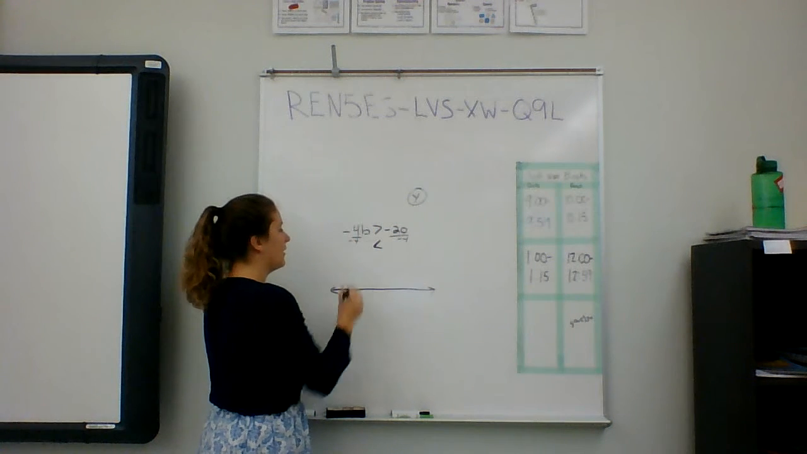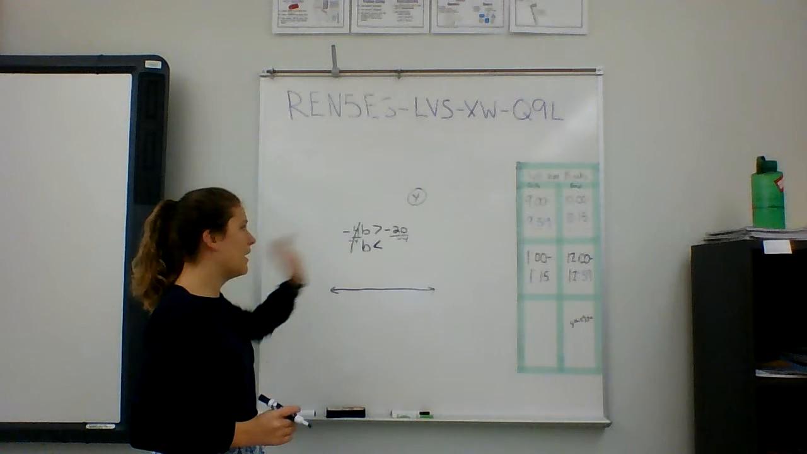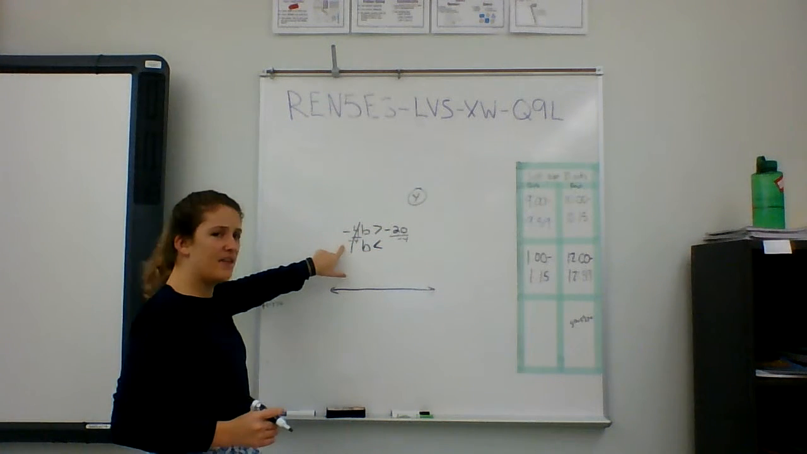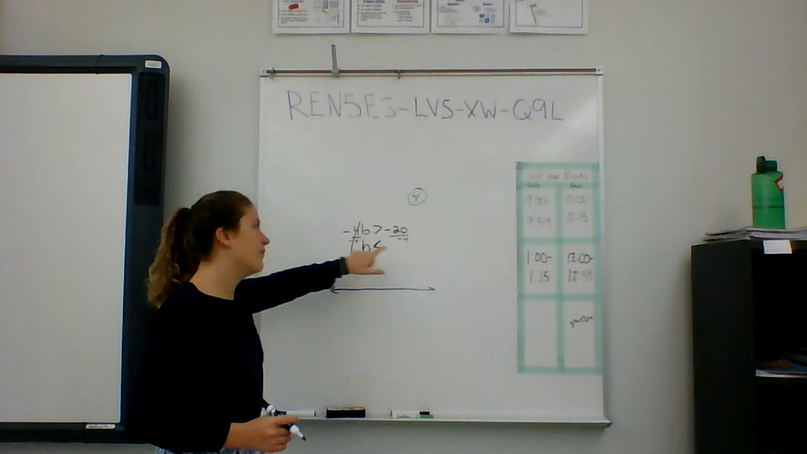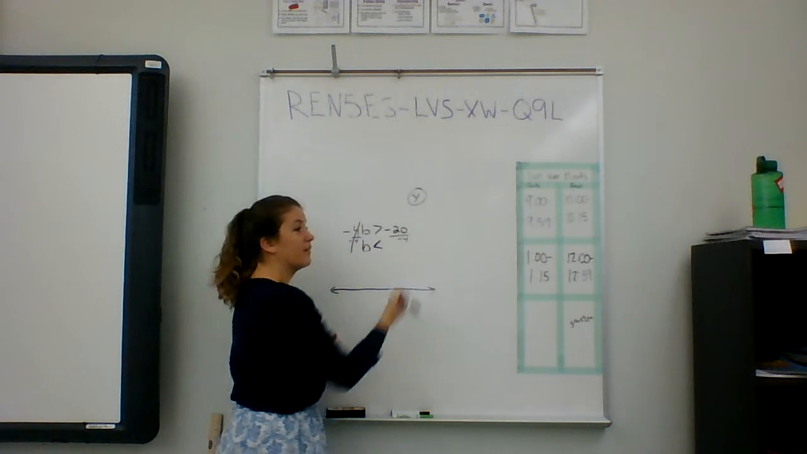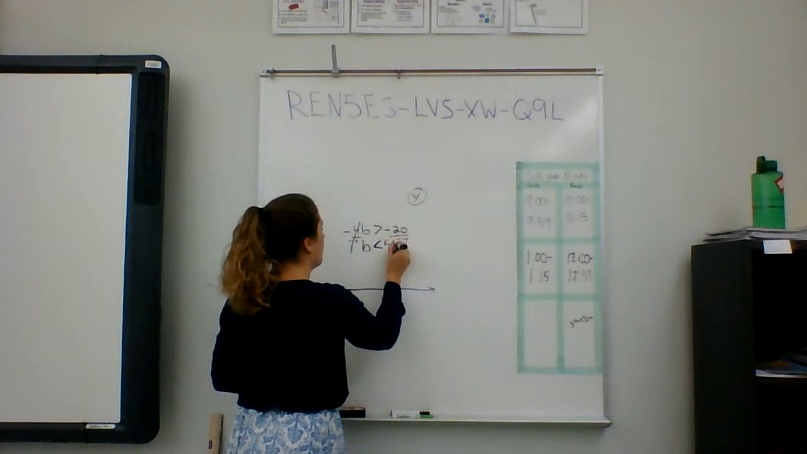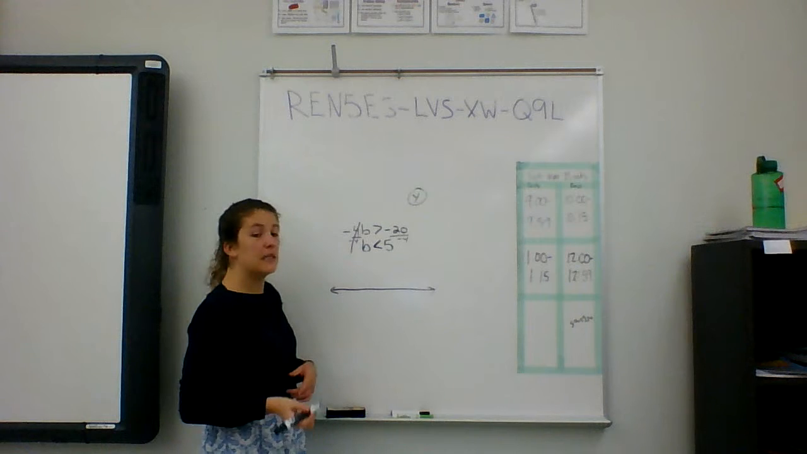And again, I'm dividing by a negative on each side. The negative 4 divided by negative 4 will leave me with just a positive 1b. Now what I need to be careful on here is I'm dividing each side by a negative 4. I have negative 20 divided by negative 4. A negative divided by a negative will make a positive 5. So b is going to be less than 5.